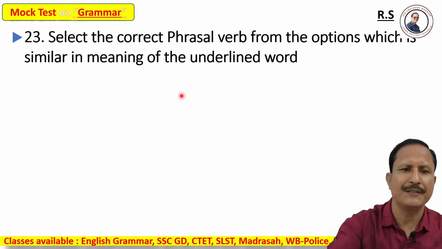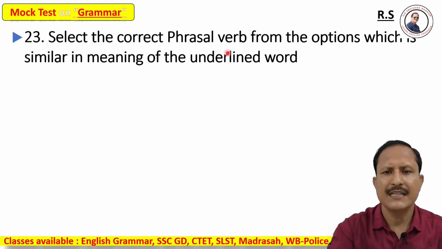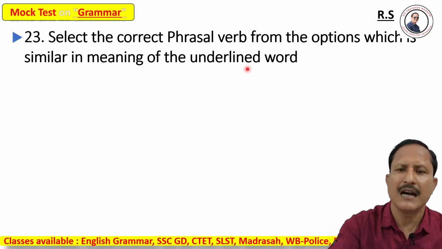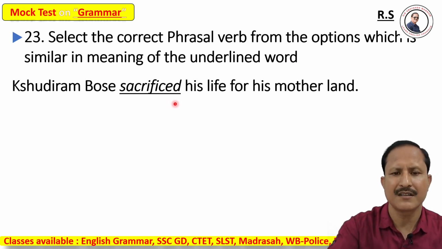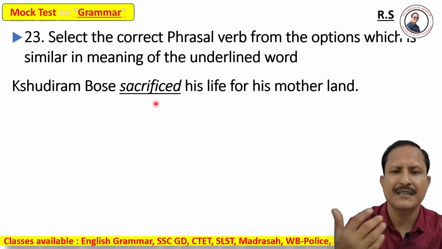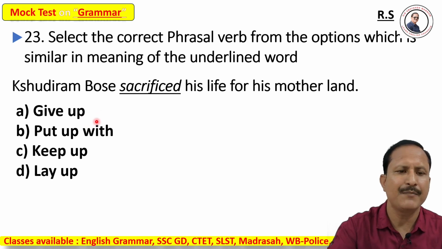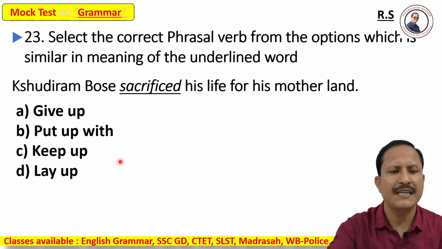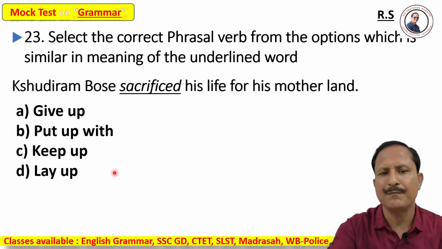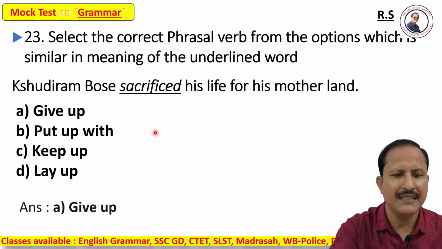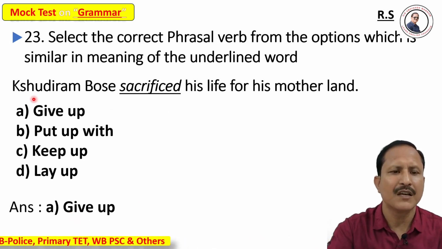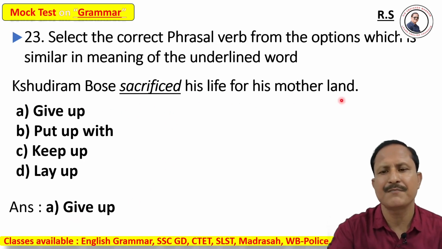Question number 23. Select the correct phrasal verb from the options which is similar in meaning to the underlined word. Khudiram Bose sacrificed his life for his motherland. Sacrificed is to be replaced by the appropriate phrasal verb. Option A, give up. Option B, put up with. Option C, keep up. Option D, lay up. The one similar in meaning is option A, give up. Khudiram Bose gave up his life for his motherland.